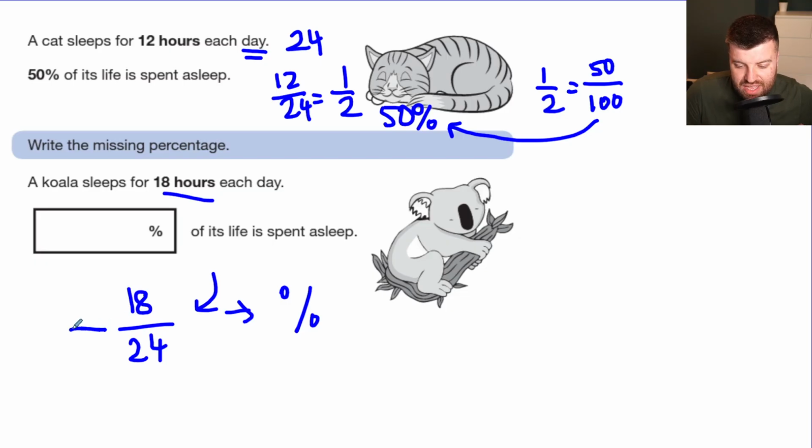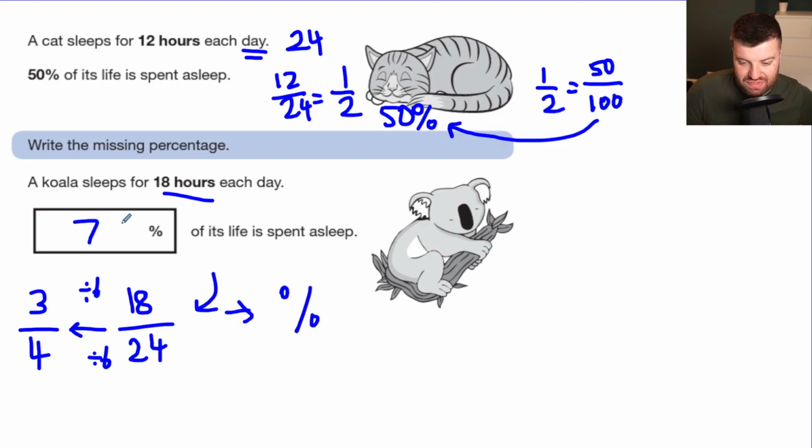Let's simplify 18 out of 24. What's the largest number that goes into 18 and 24? The answer is 6. So we divide both by 6. 18 divided by 6 is 3. 24 divided by 6 is 4. So koalas actually spend 3/4 of their life asleep.